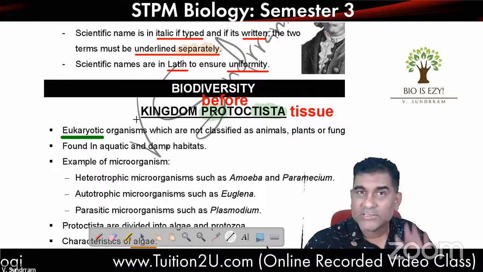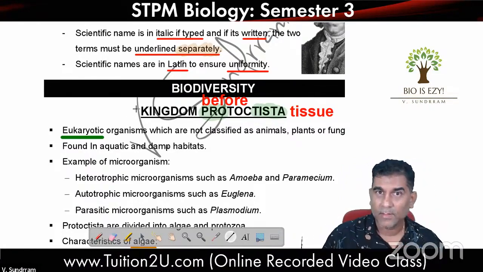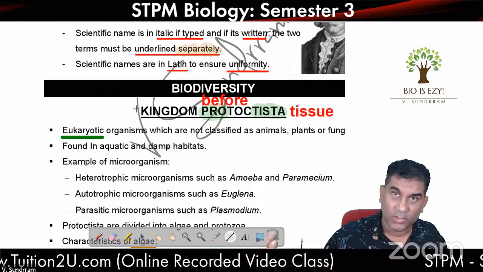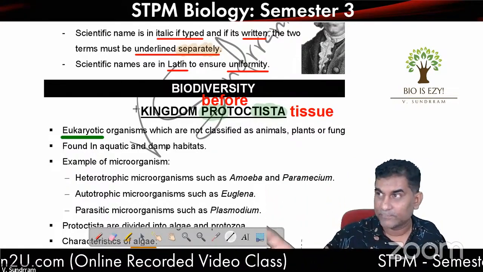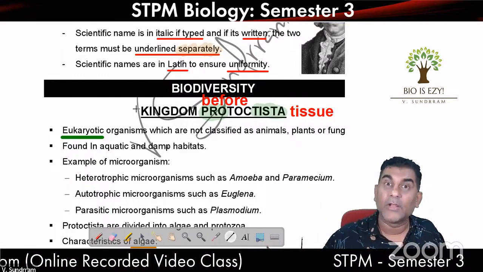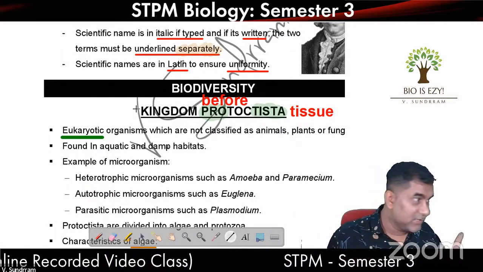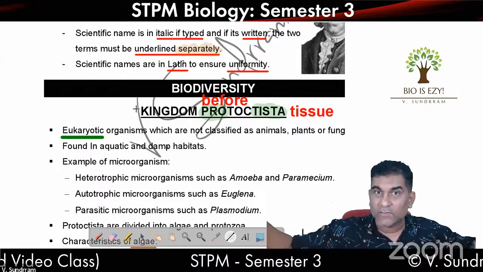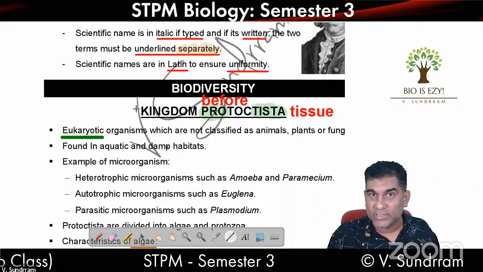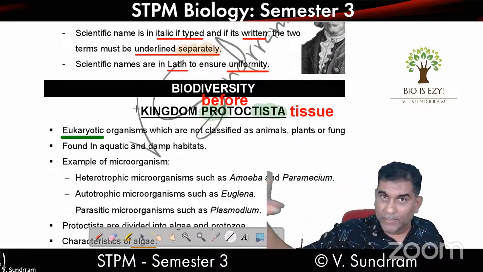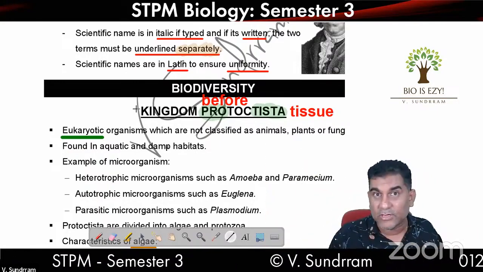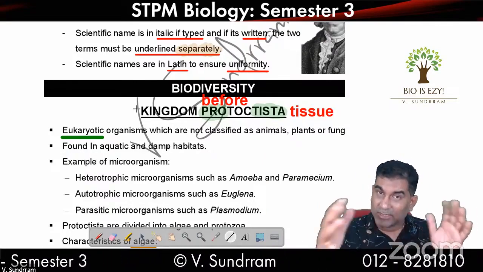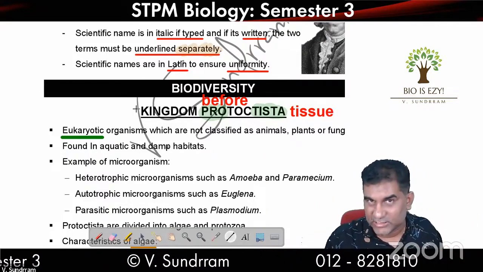I normally call this a dumping ground. When you discover an organism, we ask this question: is it an animal? No. Is it a plant? No. Is it a fungi? No. Is it a bacteria? Also no. So they don't fit into all of these groups, but they have nucleus. Because they have nucleus, we can't put them under bacteria. So we create a kingdom called Protoctista.